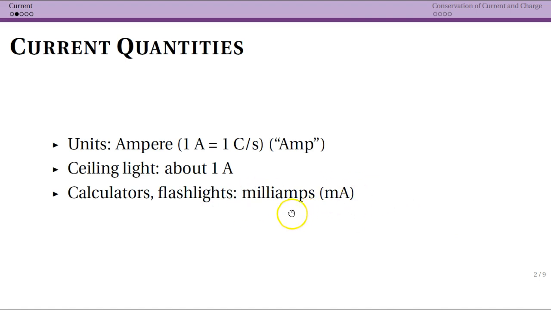It's possible to get microamps, though that's really difficult to measure. If you're getting thousands of amps and we're not talking about powering a city, you should probably be a little concerned.